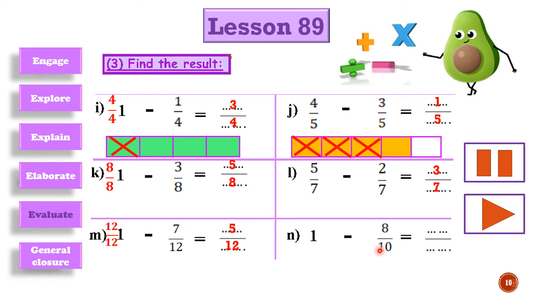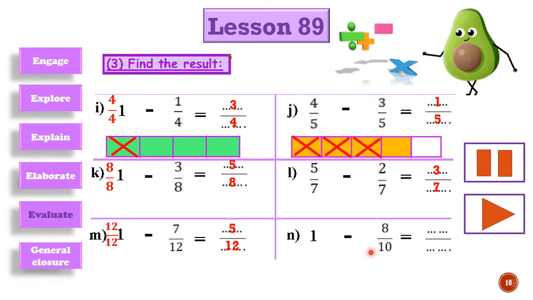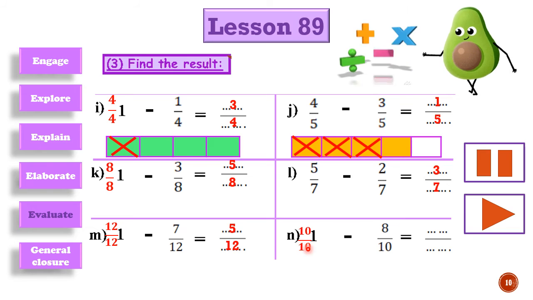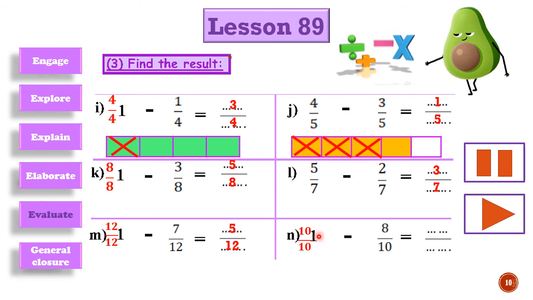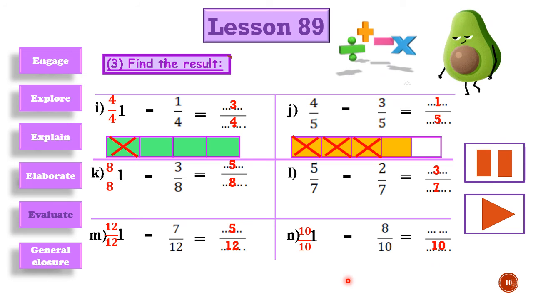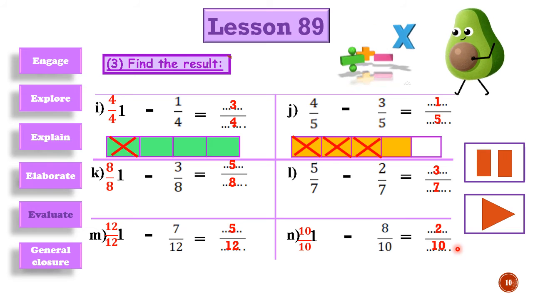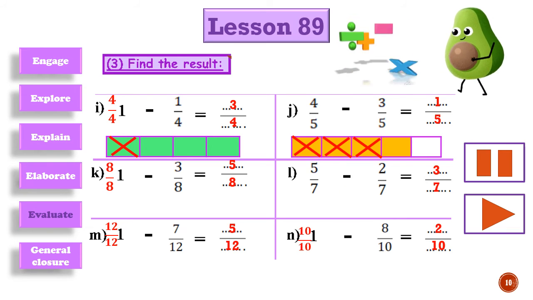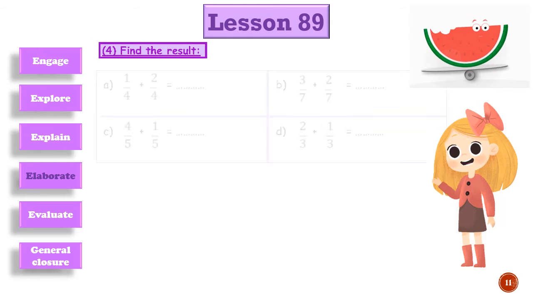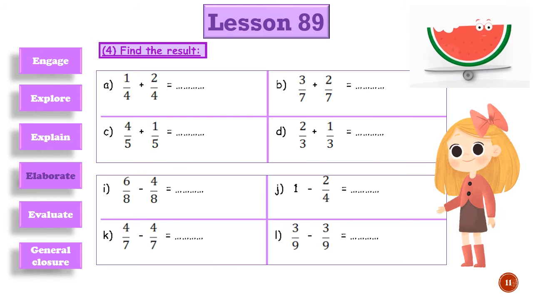Look at the denominator here. Then put this one whole in the shape of it. Like this, 10 tenths. Okay, then put the denominator as it is. Just subtract the numerators. 10 minus 8 equals 2. 2 tenths. Good job. Here we have some exercises on adding and subtracting fractions.